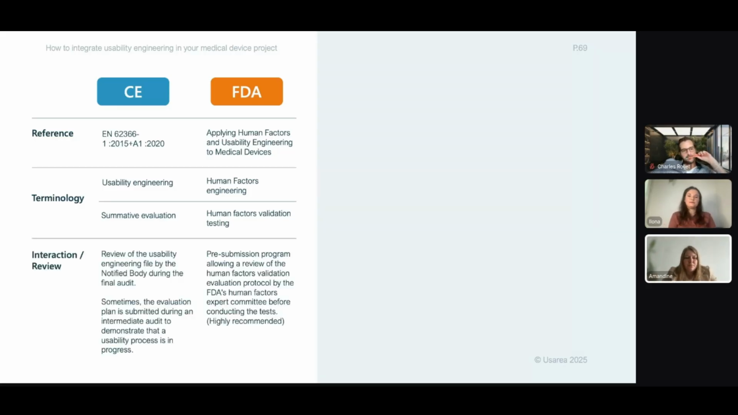Regarding interaction with notified body or authorities, for CE marking, there is a review of your usability engineering file by the notified body at the final audit for class 2 and class 3 medical devices. And sometimes you can submit your evaluation plan during an intermediate audit just to demonstrate that the usability process is in progress and that you will do something. While for FDA, you have the pre-sub program allowing a review of your protocol by the FDA human factors experts committee. It's really highly recommended. It's not clearly said that it's mandatory, but I would highly recommend to do it.